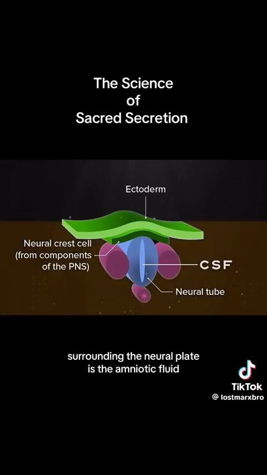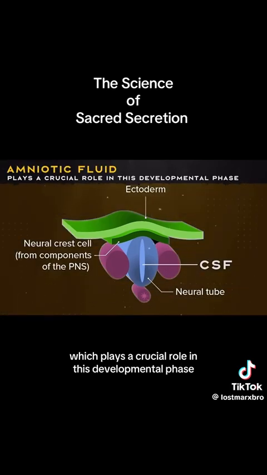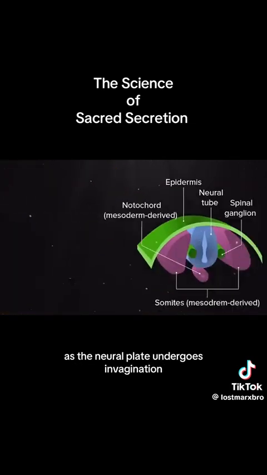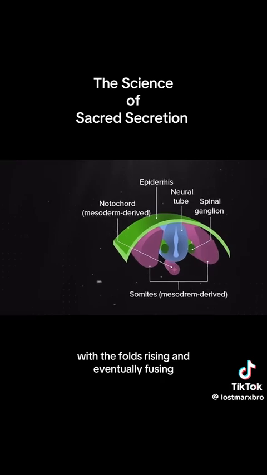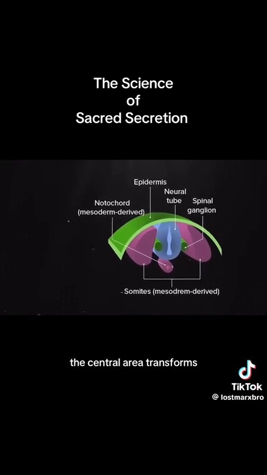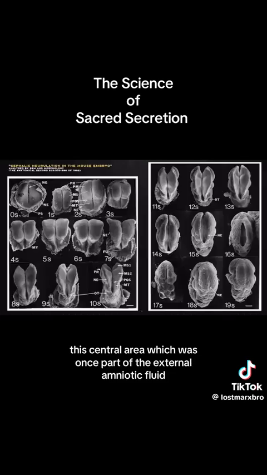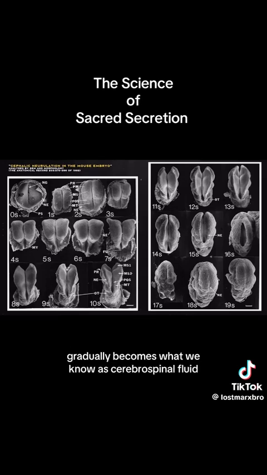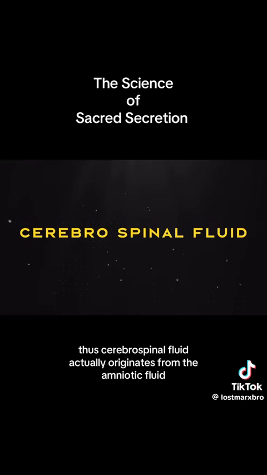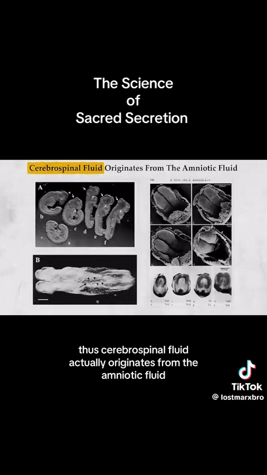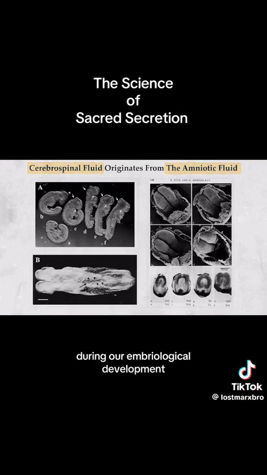Surrounding the neural plate is the amniotic fluid, which plays a crucial role in this developmental phase. As the neural plate undergoes invagination, with the folds rising and eventually fusing, the central area transforms. This central area, which was once part of the external amniotic fluid, gradually becomes what we know as cerebrospinal fluid. Thus, cerebrospinal fluid actually originates from the amniotic fluid during our embryological development.